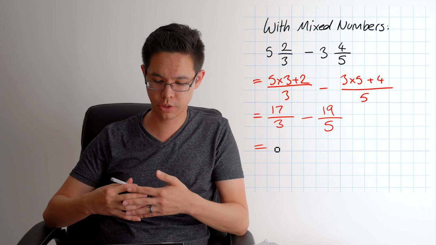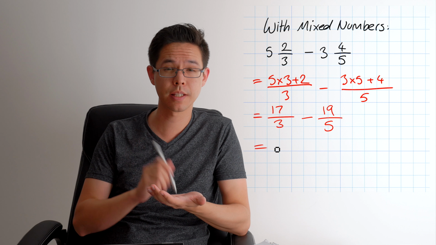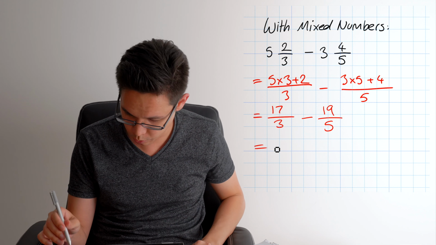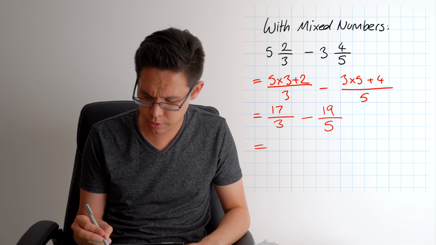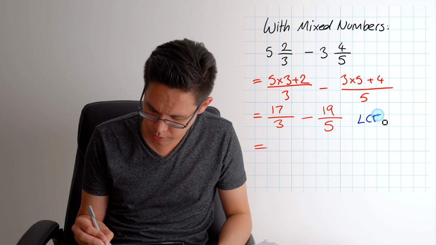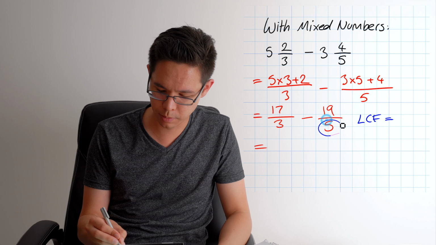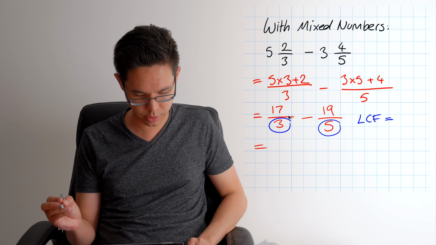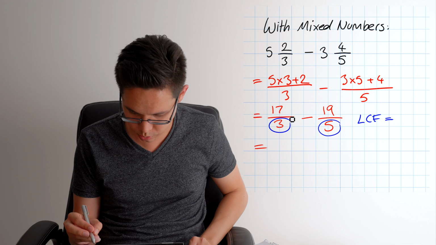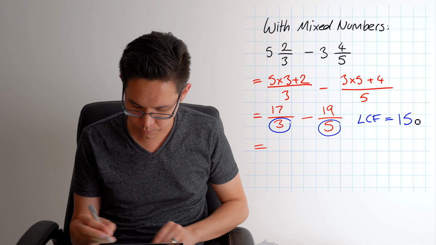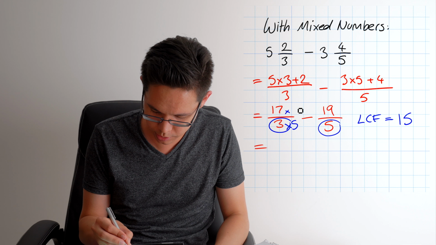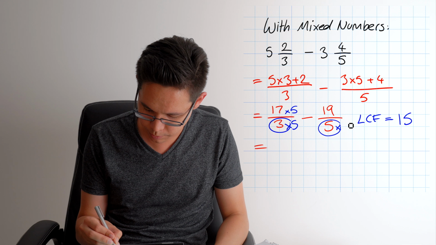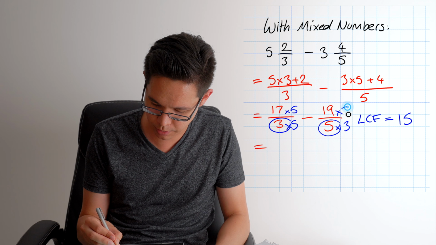I can't do the subtraction straight away because I need to make sure that the bases are the same. Otherwise, this trick's not going to work. So for that, I'm going to do the lowest common factor trick. What's the smallest number I can convert both of these values into? Well, I can convert both of them into 15. So 3 times 5 will give me 15. Do the same top and bottom. 5 times 3 will give me 15. Same top and bottom.